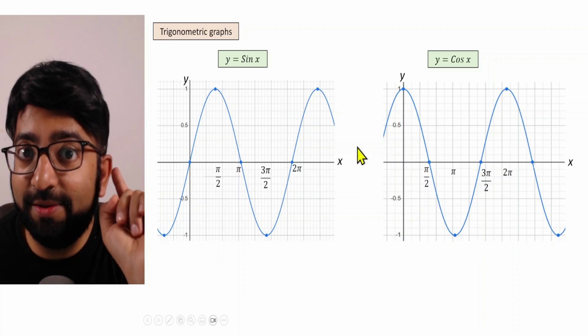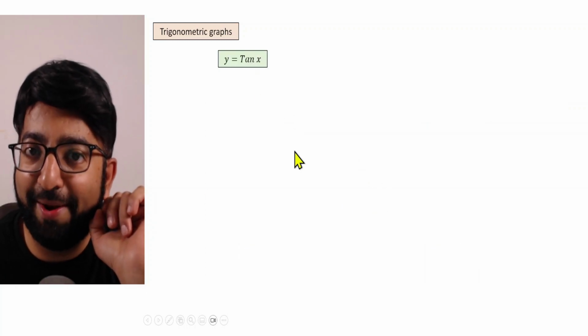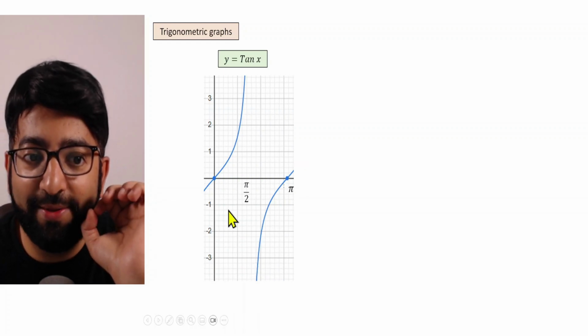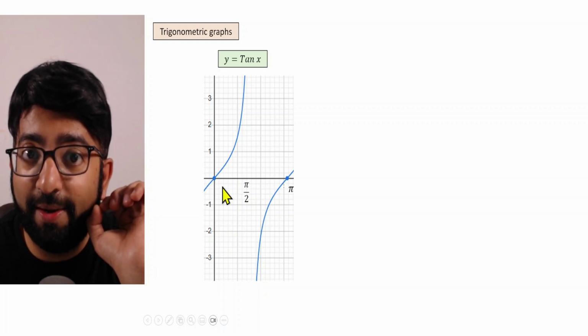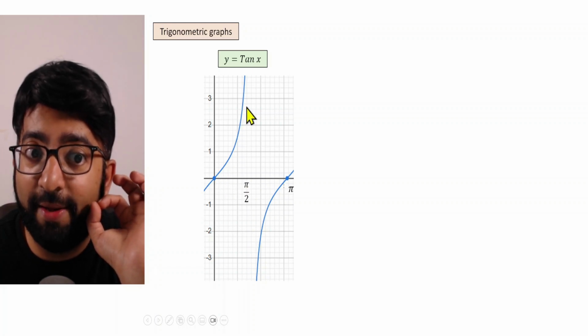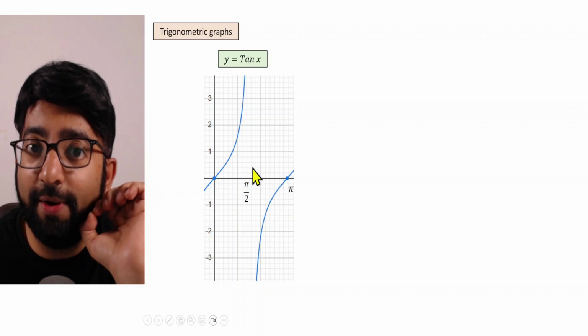And now we will consider the third trigonometric graph, which is y is equal to tan x. How does y is equal to tan x look like? So this might seem a little complicated, but the shape looks like this. So the value of tan is 0 if x is equal to 0. Then as you can see, as we keep increasing the value of x, the value of tan keeps increasing. The value of tan 0 is 0, but the value of tan pi by 2 is not defined, or infinity.